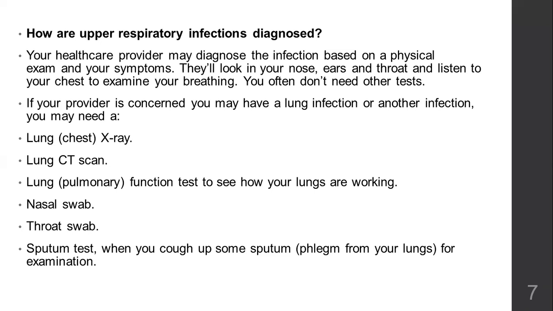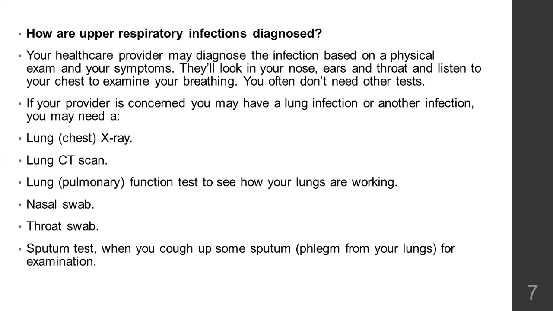Swabs, if you remember how during the COVID lockdowns, whenever you had to go somewhere, you had to give the nasal swab test. They poke a long bud, a swab, into your nose. It is done from the throat as well.